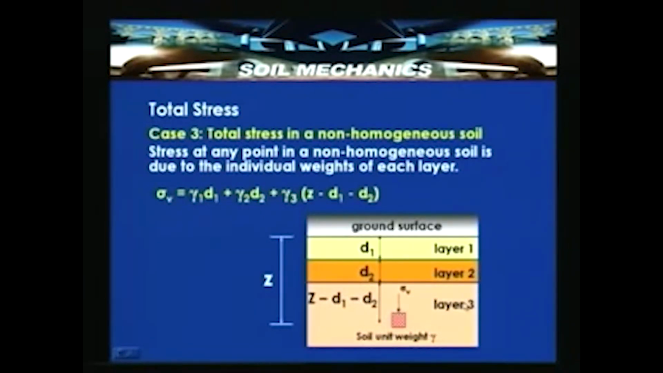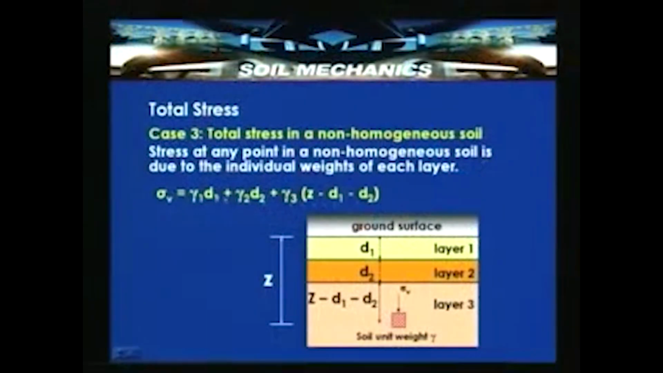So, having seen cases of homogeneous soil with and without impounded water, let us now consider the total stress in a non-homogeneous soil. This is possible when stratification takes place while forming the soils. When the soil formation takes place, there is a chance that stratification can occur below the ground surface. So, the total stress in a non-homogeneous soil, this is case 3 which we are discussing.